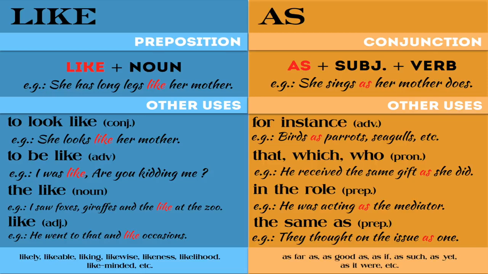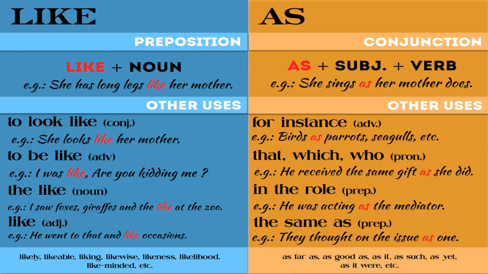Who received the same gift as she did. As she did. Then, as can also be a preposition. In the role of, it means. The example that I wrote: he was acting as the mediator. So here as is a preposition.